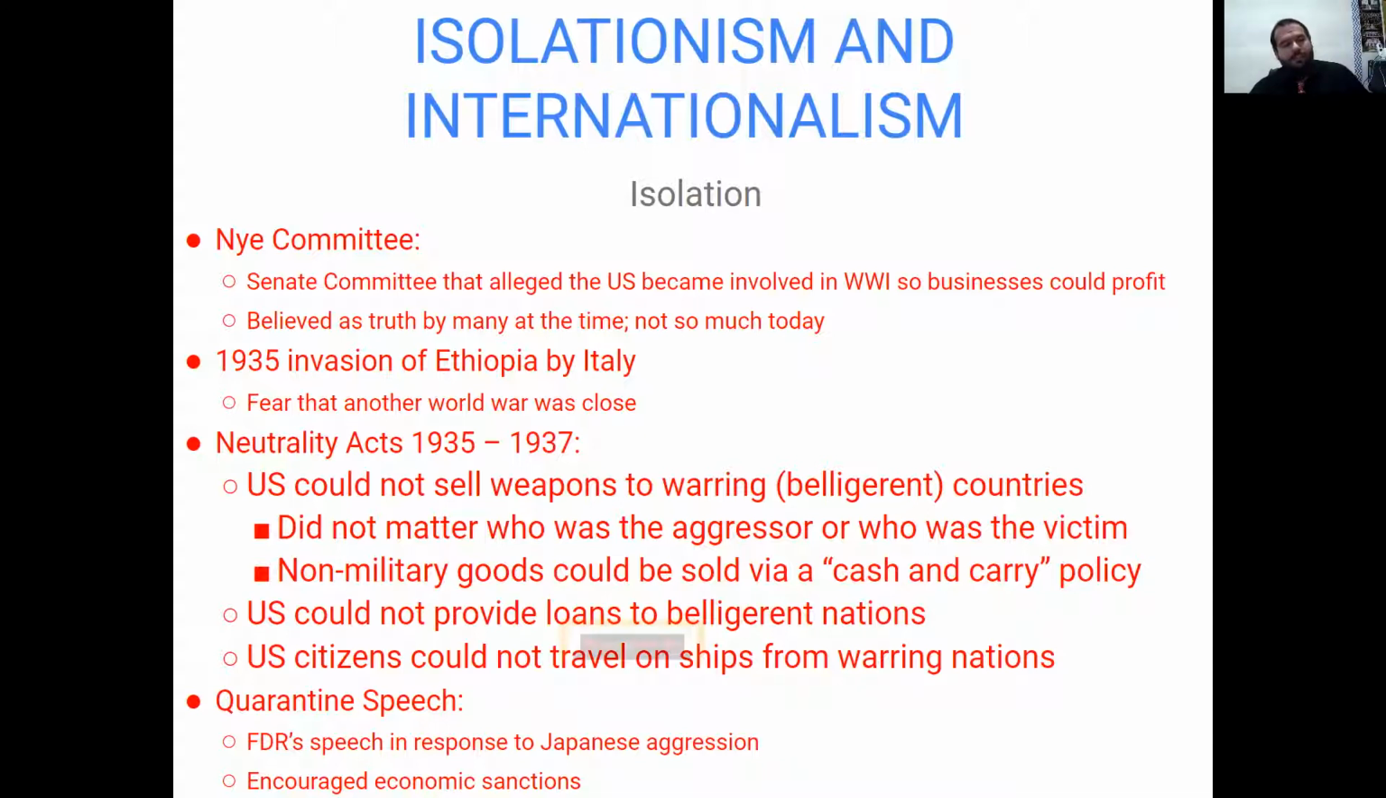But people didn't want to fight again. It had only been, 1935? The war ends in 1918. 17 years later, they don't want to fight.